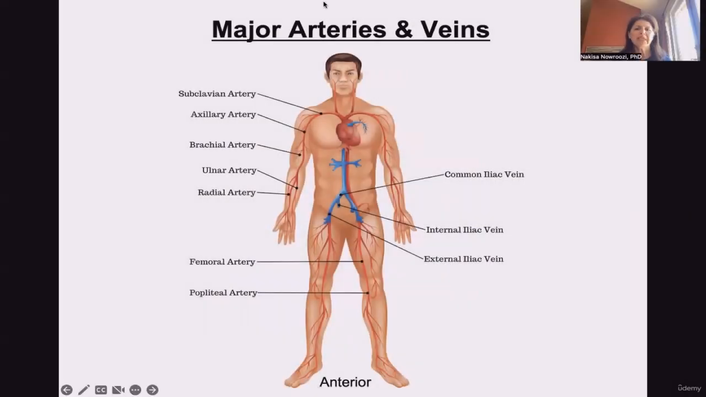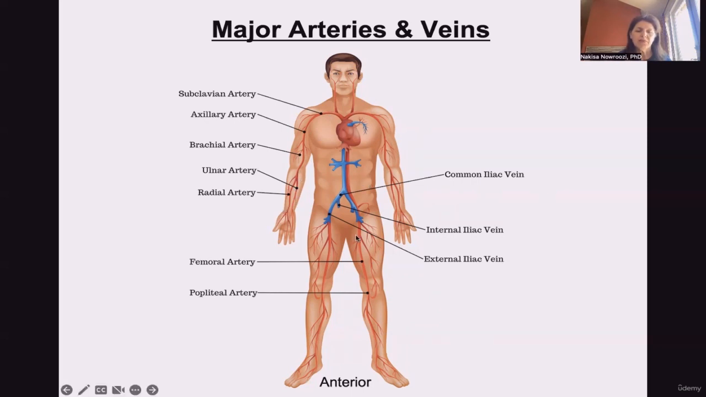Here we're looking at major arteries and veins. So from here, the brachiocephalic artery is divided into the subclavian artery and the right common carotid artery. The right subclavian artery becomes the axillary artery under the arm right here. Then the brachial artery on the arm will branch into the ulnar artery and the radial artery.